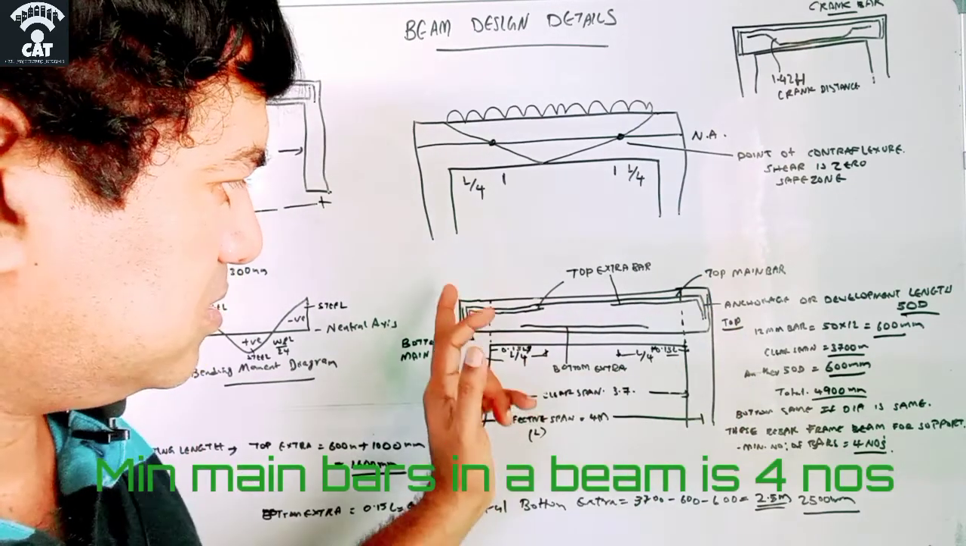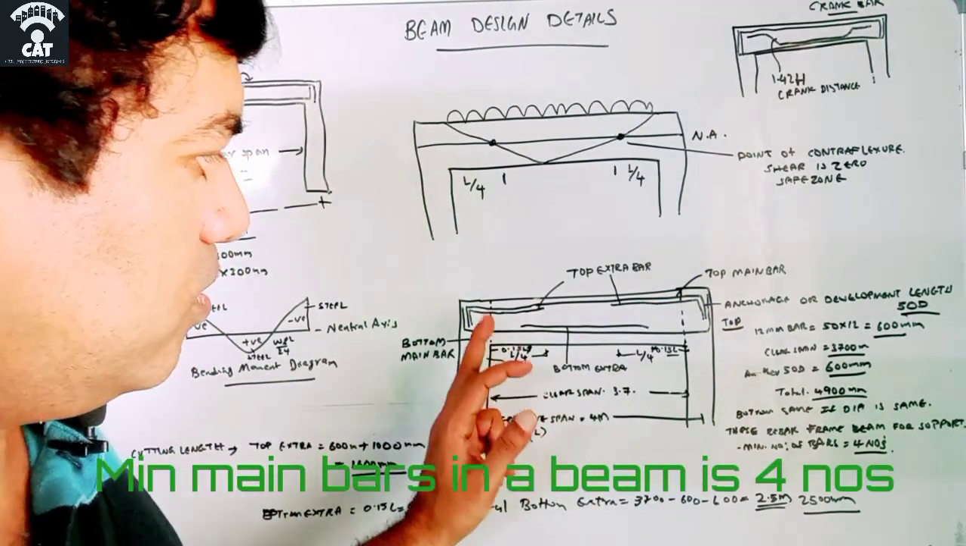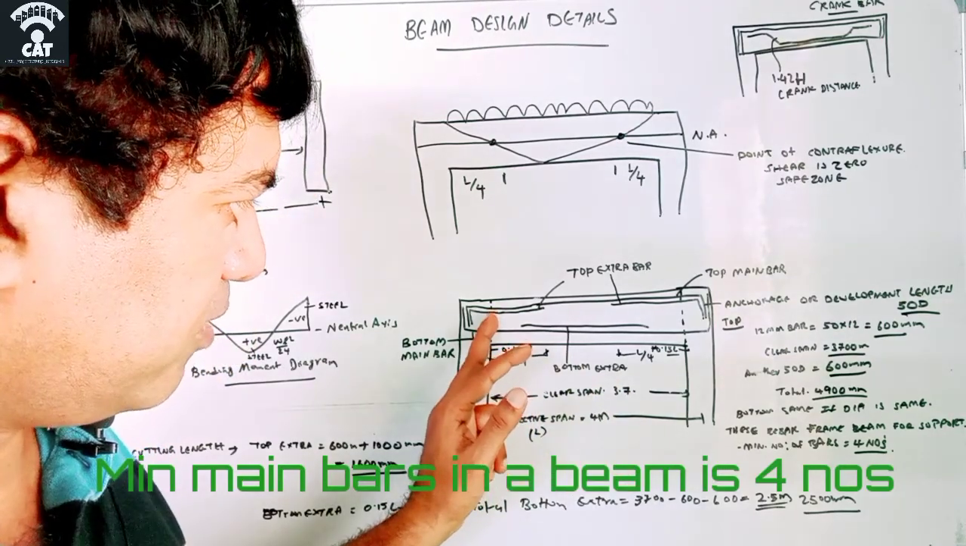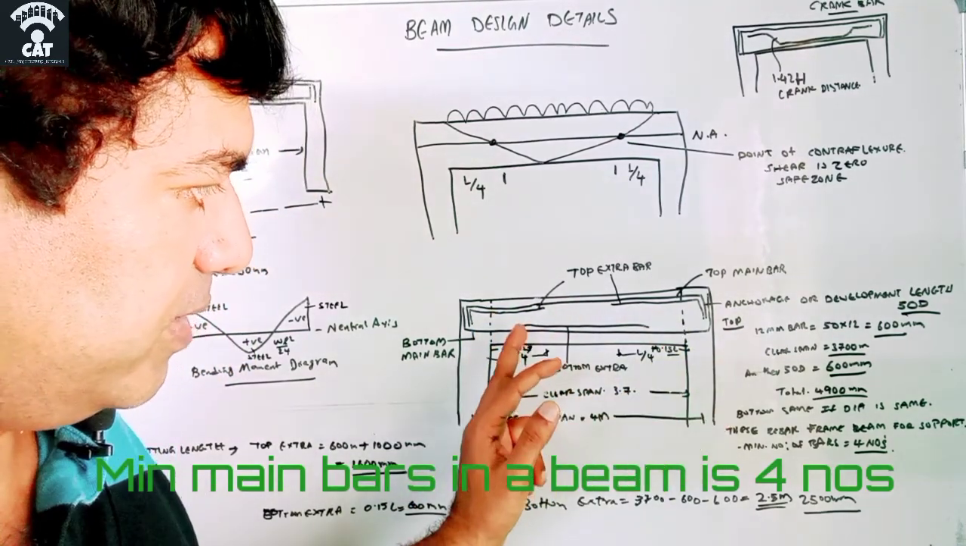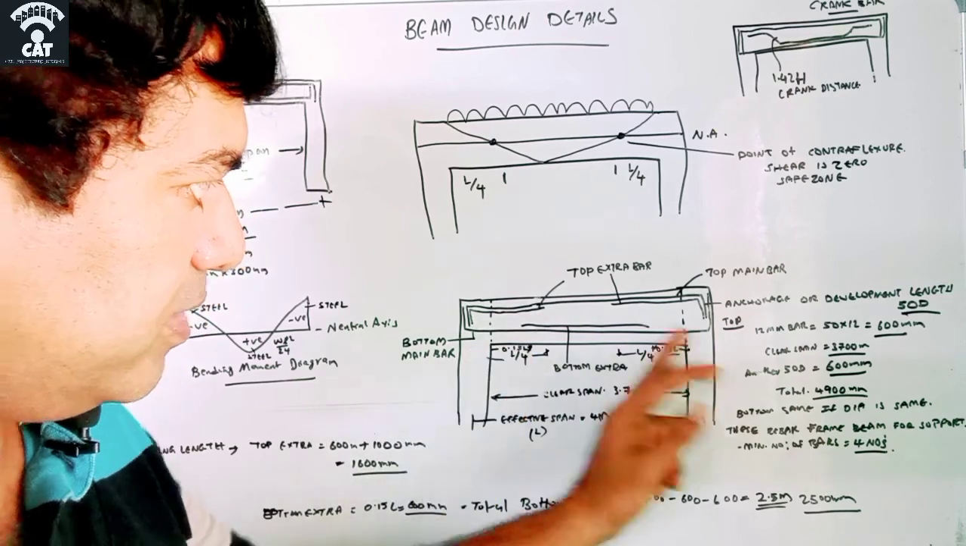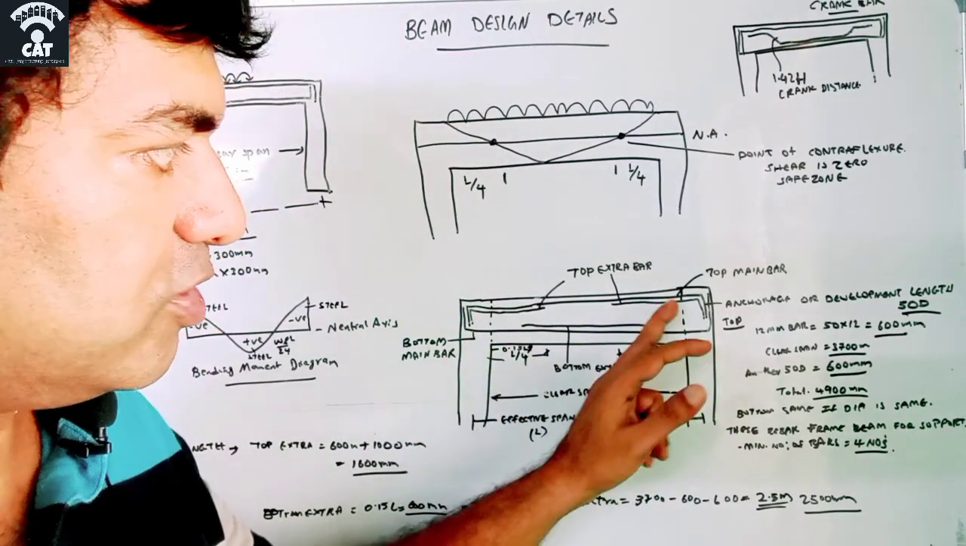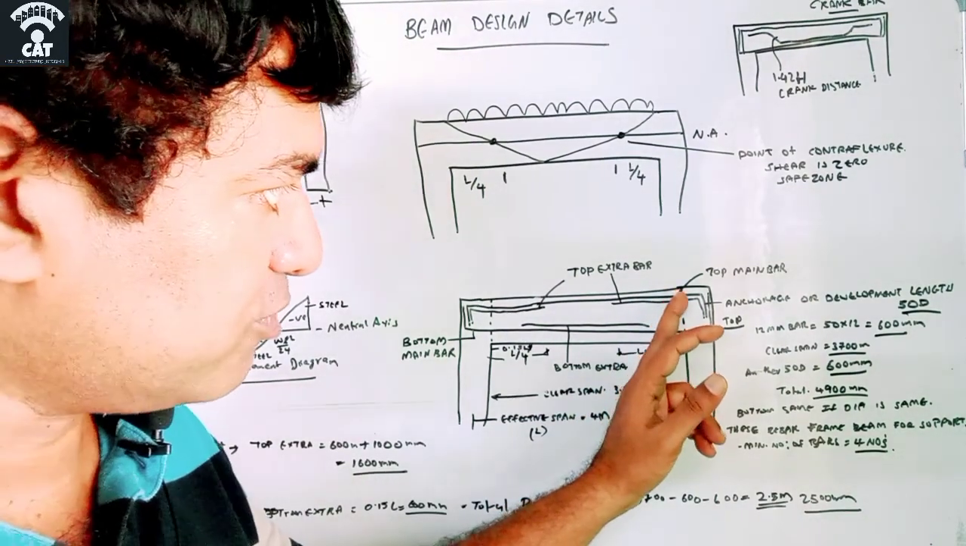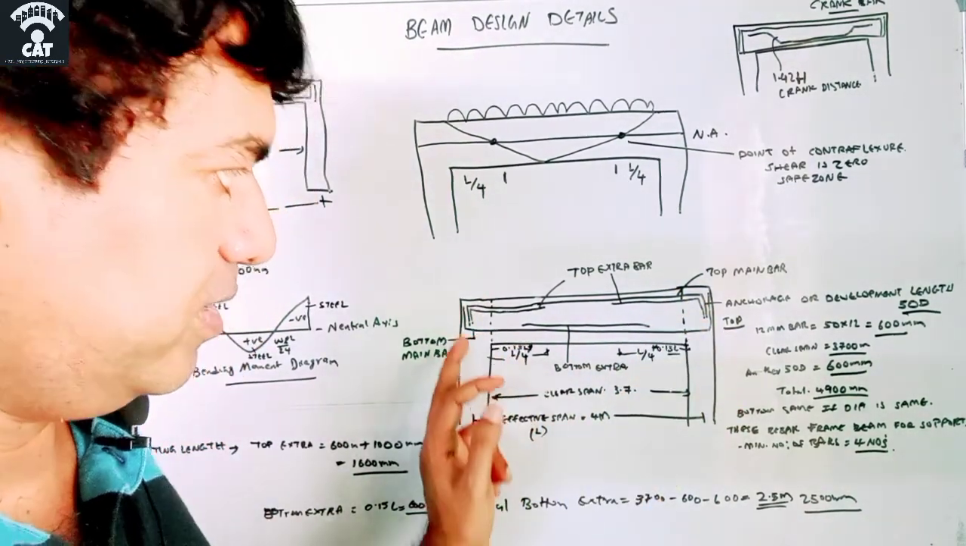Top main bar is this. So we know the clear span, that is 3.7. 3.7 is from here to here, that is 3.7 meter, which is the distance between here to here. So that much length of the top main bar we know, and then the rest what we don't know is the length from here to here and here to here.